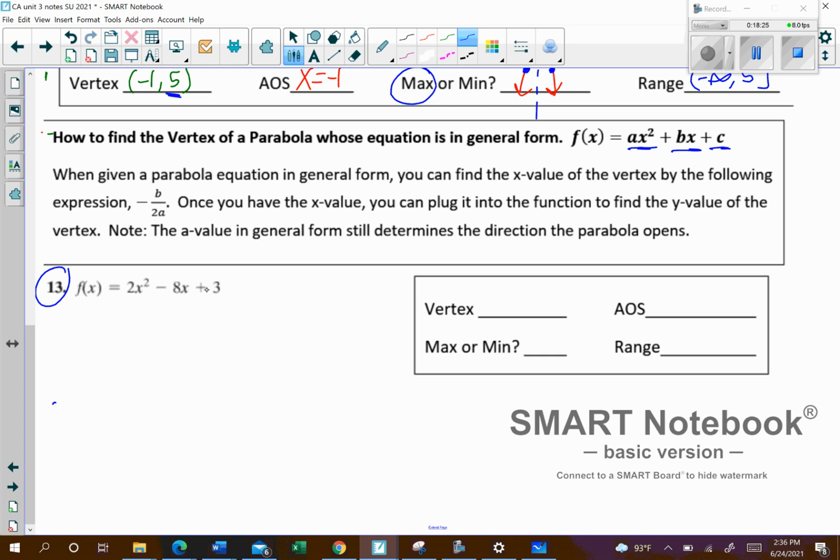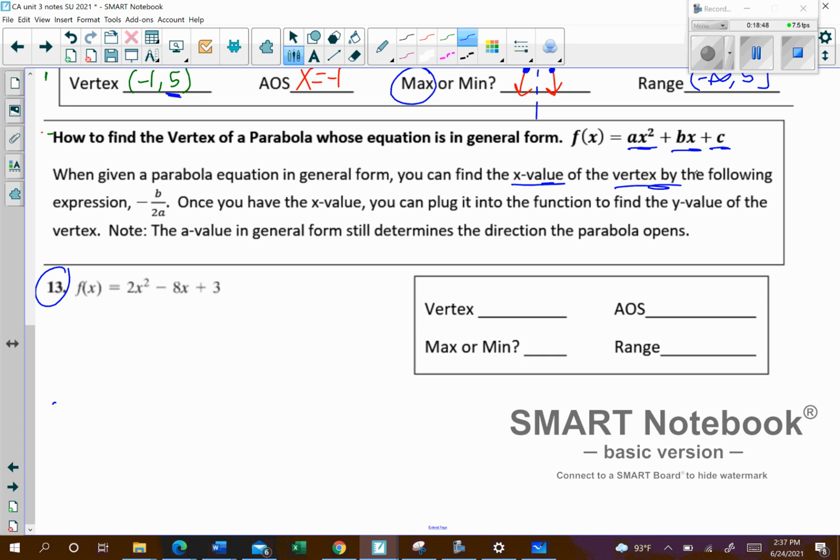And so we've factored a lot of those in the first unit. And so we will actually be factoring that too in a moment. But let's go ahead and read how we're going to find the vertex. So when given a parabola equation in general form, you can find the x-intercepts and the vertex by the following expression.